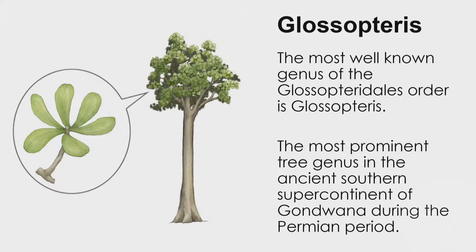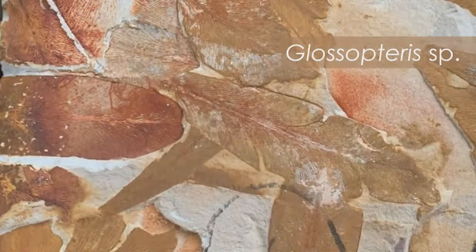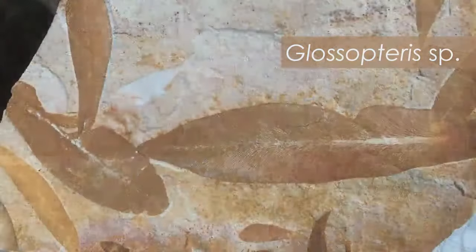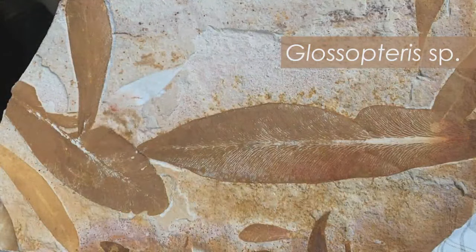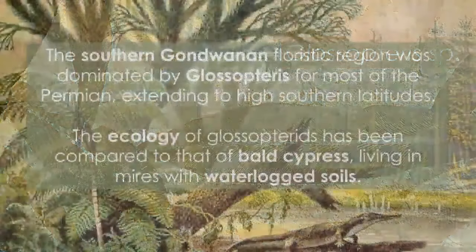And I have a specimen up here from Australia. It's this orangish-looking rock here. You see those leaves on there. It was the most prominent tree genus in the ancient southern supercontinent of Gondwana during the Permian period. So during this time, this was a very important species. And here's a close-up of that specimen I have on the table there. And you see some of those leaves. And there's the back side of it. This is one you see a lot in Australia.